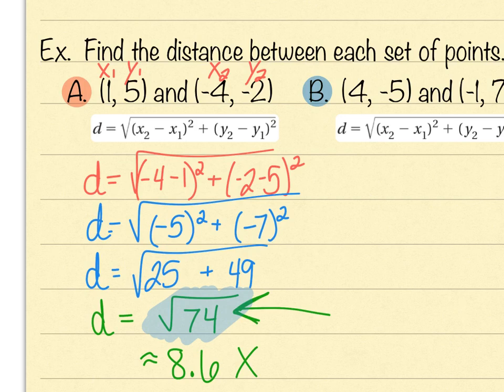Now, if you were to get, for example, the square root of 81, go ahead and just say that's 9, right? If it's a perfect square, go ahead and find the square root. But if it's the square root of 74, we're just going to leave it as that.